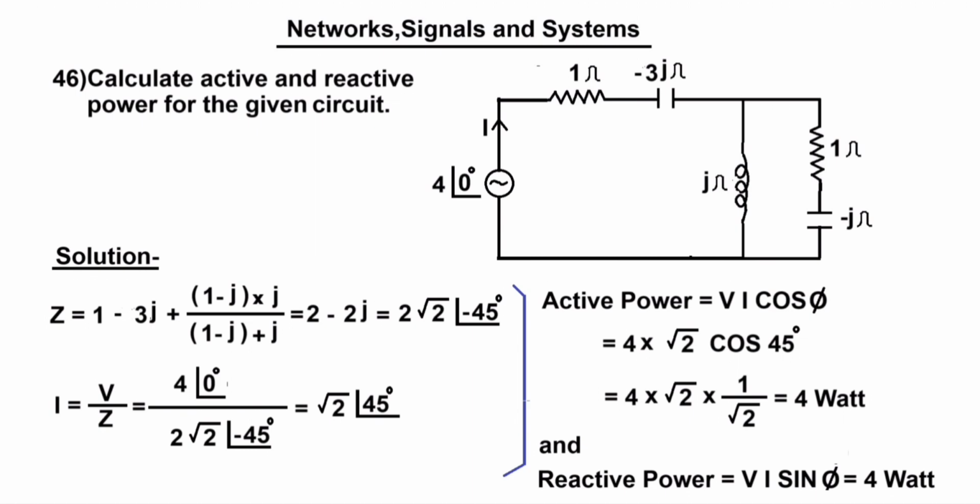And reactive power equals VI sin phi. So we put the value of V, I and sin phi. After calculation, this equals 4 watt.